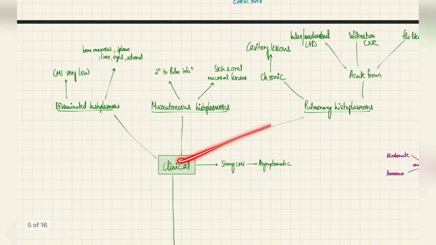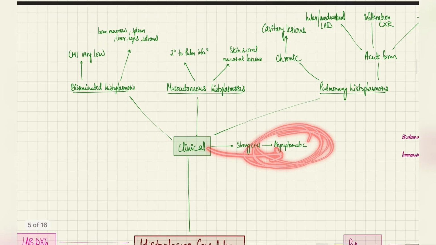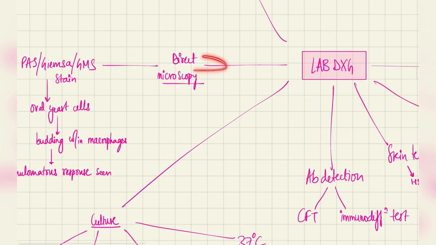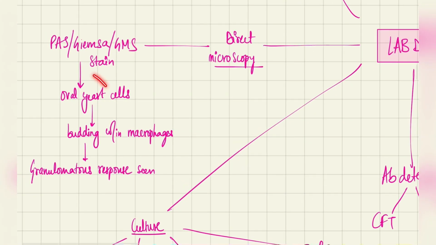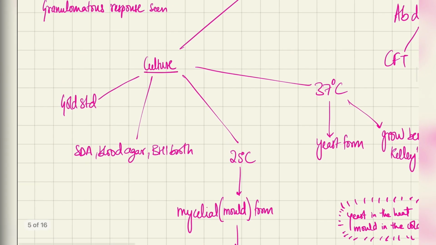Clinical manifestations, we have three: pulmonary, mucocutaneous, disseminated. First is usually pulmonary, which leads to mucocutaneous. If you're too weak, you'll get disseminated, and if you're strong, you'll probably stay asymptomatic. Lab diagnosis, the thing you have to remember is, under microscopy, you'll definitely see yeast cells budding within the macrophages, and you'll see a granulomatous response.